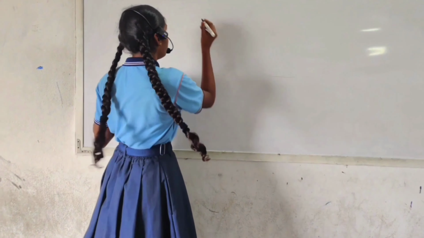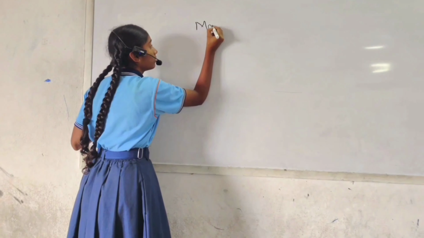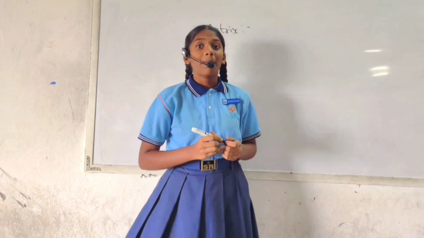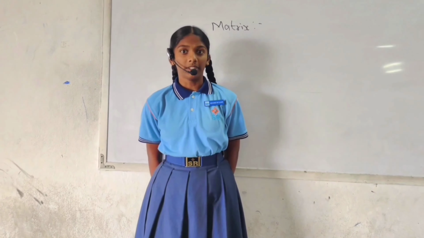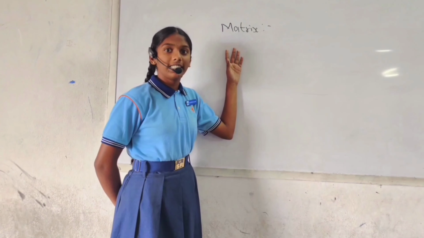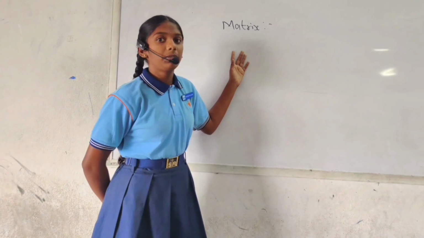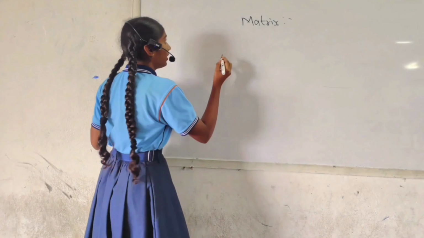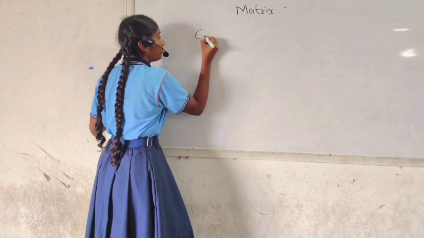First, matrix. A matrix is a rectangular array of elements. Here, generally, elements are numbers. This was introduced by James Joseph Sylvester, or J.J. Sylvester. This was developed by Arthur Cayley. Classification of matrices.